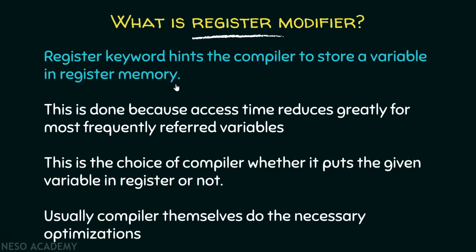This is the one thing we need to know. By putting the register keyword in front of a variable name and its data type, we hint to the compiler: please store this variable in register memory. This is done because access time reduces greatly for the most frequently referred variables.